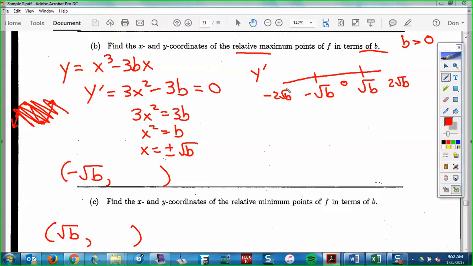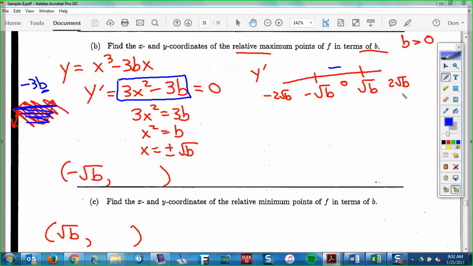Okay, now I plug those back into where? The derivative, which would be right here. Okay, so let's do 0 first. That's easy. 3 times 0 is 0. 0 minus 3b, that'd be negative 3b, but remember I know b is positive. So that's negative, right? Negative 3 times a positive is going to be negative. Okay, let's put 2 root b. Now again, I'm pretending I don't know this graph. So I'll put 2 root b in here and I square it. What do you get when you square 2 root b?